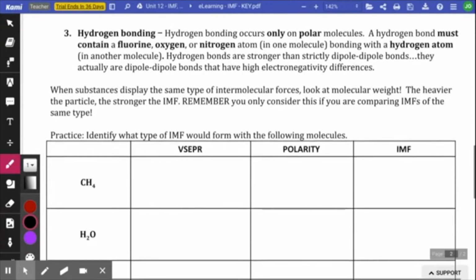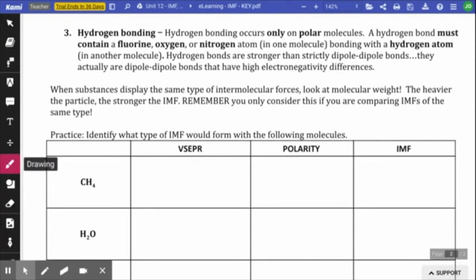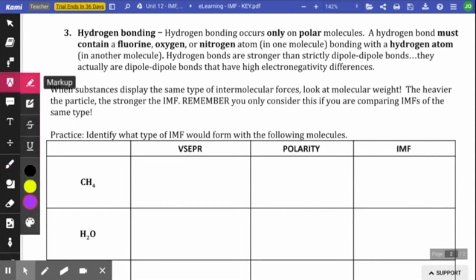Okay. Now, sometimes you're going to run into something where you see that there's two intermolecular forces and they're the exact same, and I'm asking you to tell me which one is stronger or weaker. If that's the case, then you're going to look at your molecular weight. Okay, so the molecular weight, the heavier the particle, the stronger the IMF.